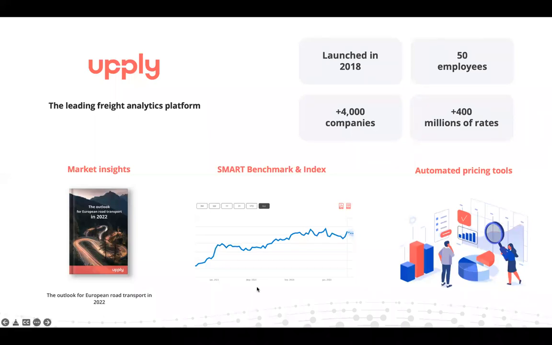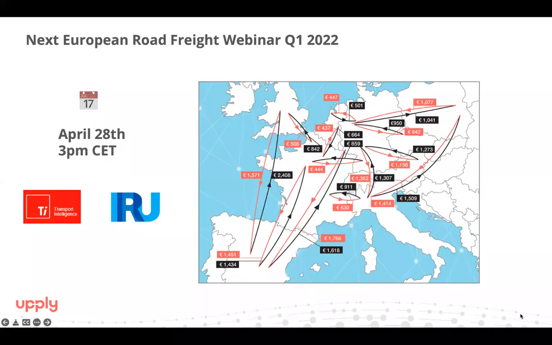Next slide. Just a quick introduction also. We will have a session dedicated to road transportation with our two main partners that are Transport Intelligence and the International Road Transportation Union, IRU, within 10 days.